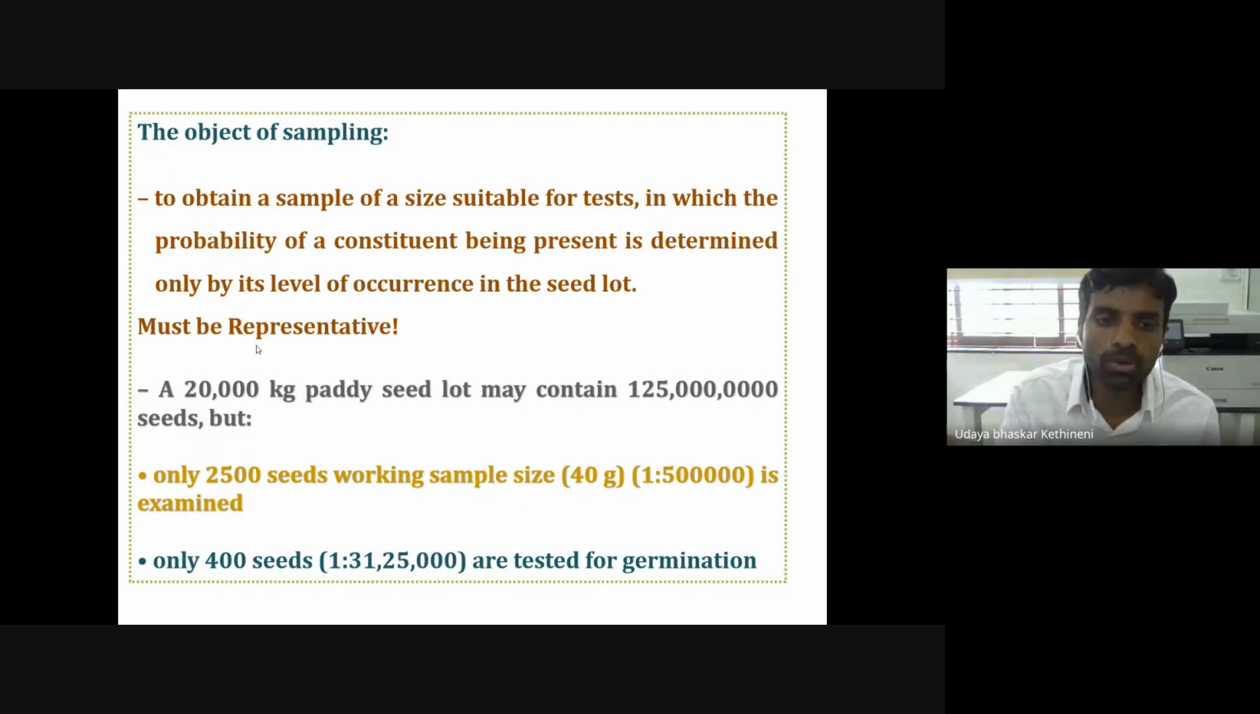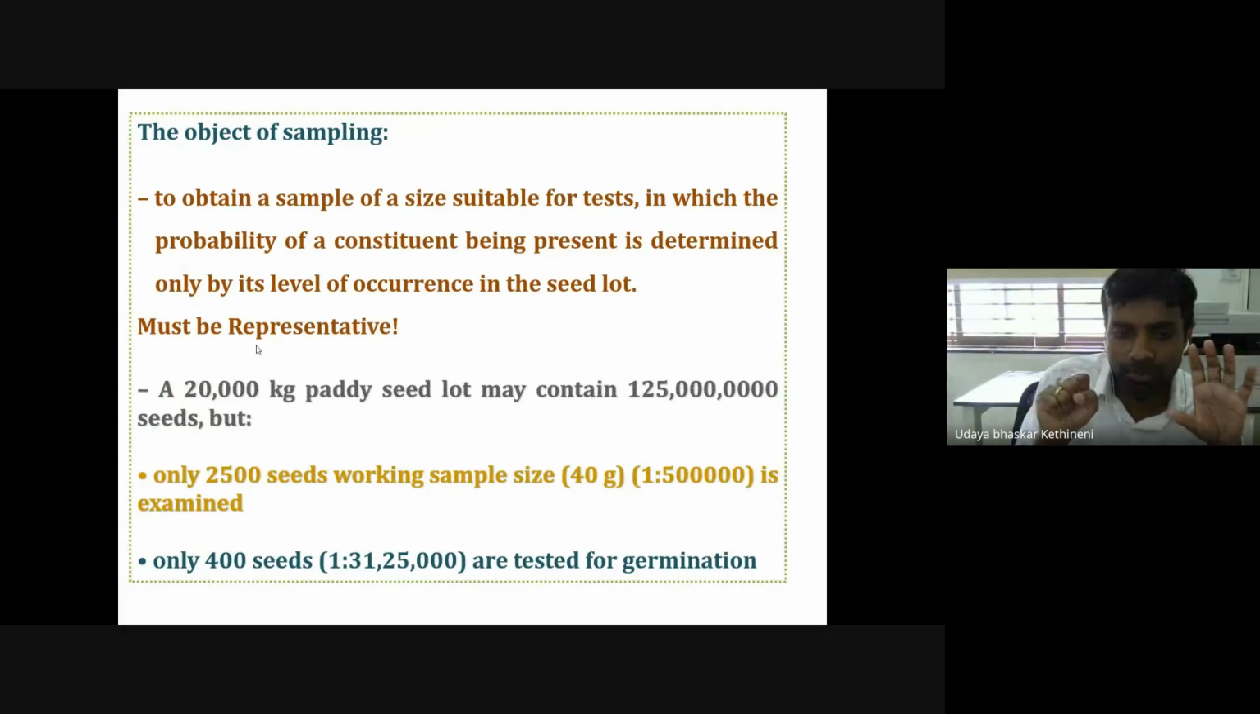For example, in case of paddy, the 20 ton lot contains almost 1.25 billion seeds. What is the submitted sample size? The submitted sample size should contain 25,000 seeds. The working sample size should contain 2,500 seeds. That means out of 20 ton, in case of paddy we are examining only 40 gram. For 20 ton, we are examining 40 gram, that is how rigorous it is. In case of germination, only 400 seeds. That means one seed out of 31 lakh seeds, we are just testing.